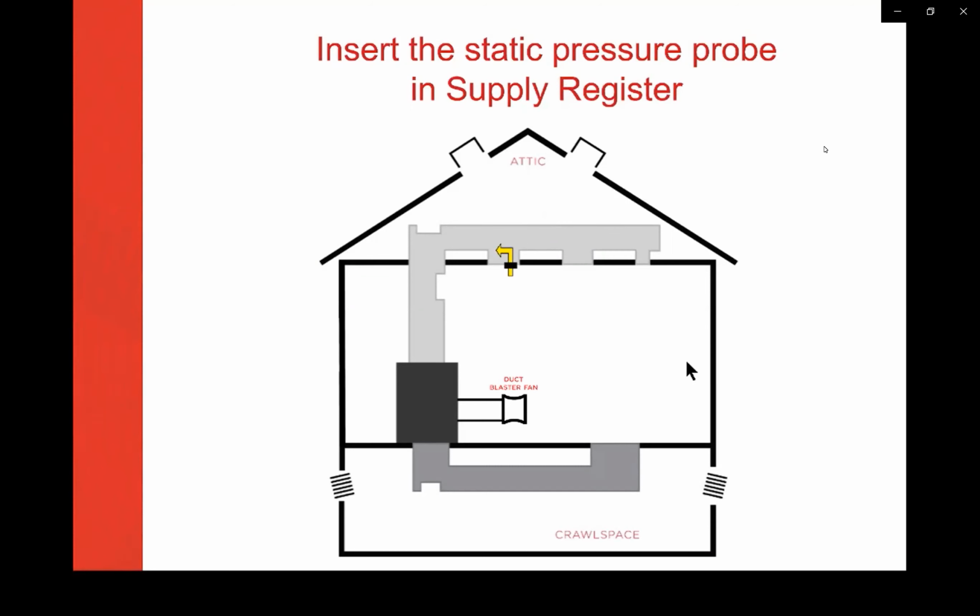Another option is installing it at the closest supply register to where the duct blaster fan is installed. If you're measuring at that location, there's really no airflow, so you wouldn't necessarily need the static pressure probe. You could just stick your tube in there, because you're really measuring static pressure. That's another option. But if there are registers on there, the static pressure probe has a magnet, and it's easy to seal across it with the duct mask, register sealing film, and then poke the static pressure probe through there.